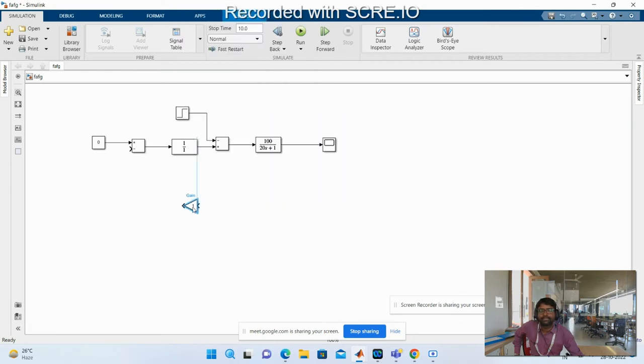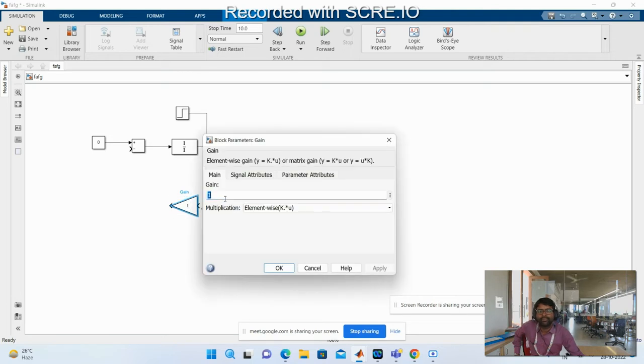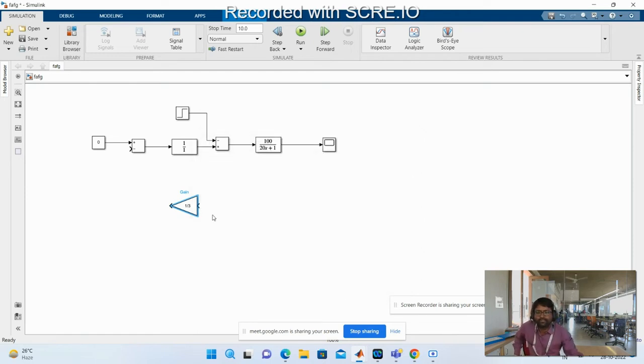Yes. So what is the value here? 1 divided by R value. 1 divided by 3. Okay, 1 divided by 3. So what is the input for this 1 by R or 1 by 3? From where are you getting the input for this block? From where will we get the input?